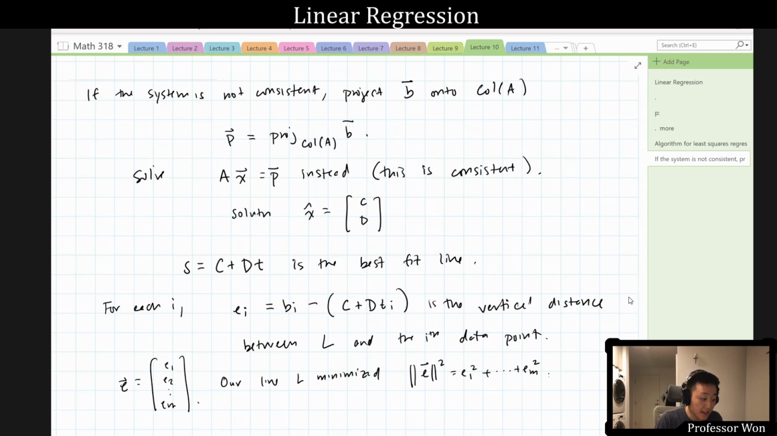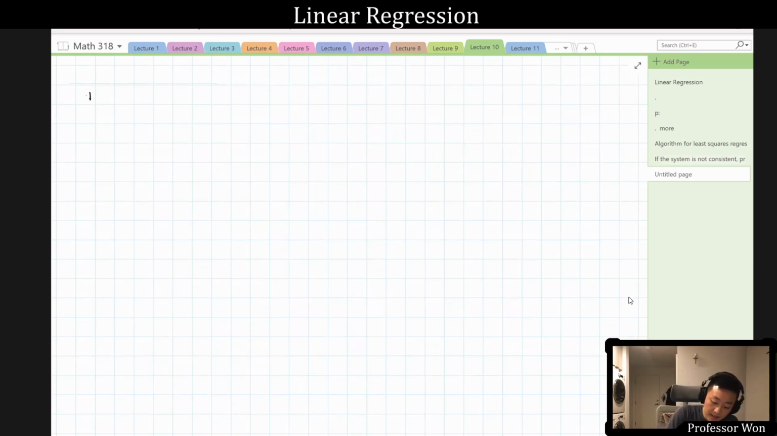Okay, there's even another fact, which is kind of interesting. I don't know if you see it in statistics or not, but note that 1, 1, 1, 1, 1, 1, this vector that I called the 1 vector, is in the column space of A.